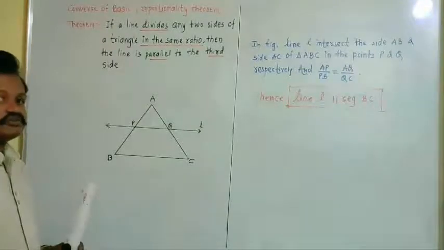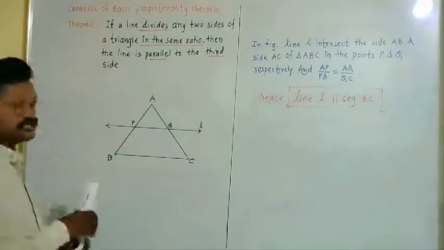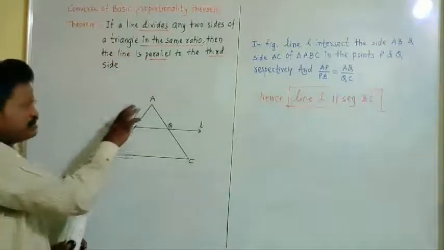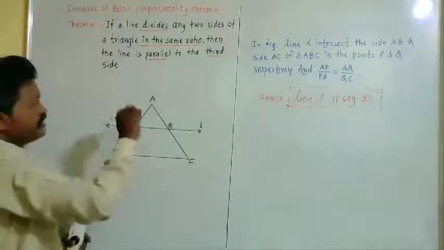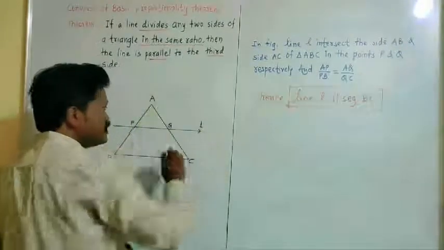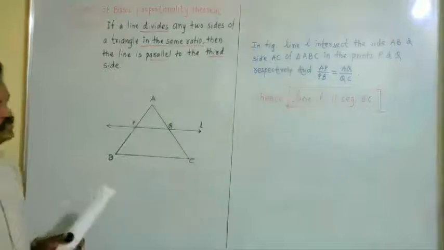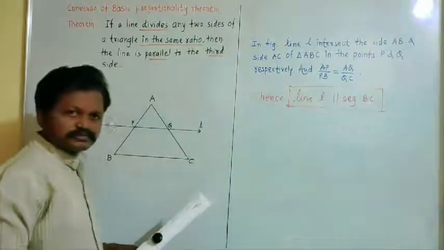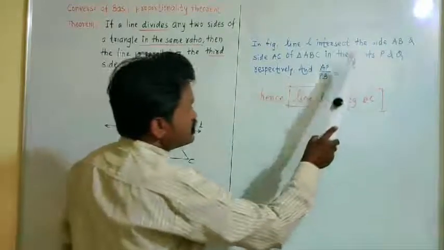The ratio of the sides, which is the first, AP upon PB, that is the first ratio, and AQ upon QC, that is the second ratio. It is equal. Look here, sir. AP upon PB is equal to AQ upon QC.